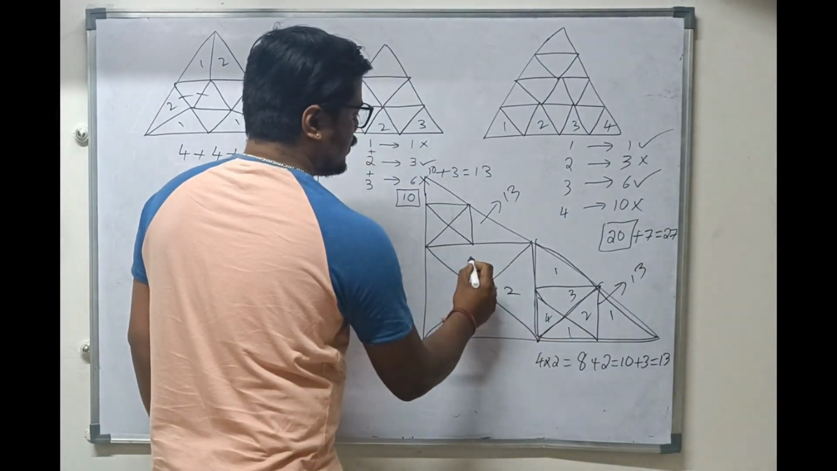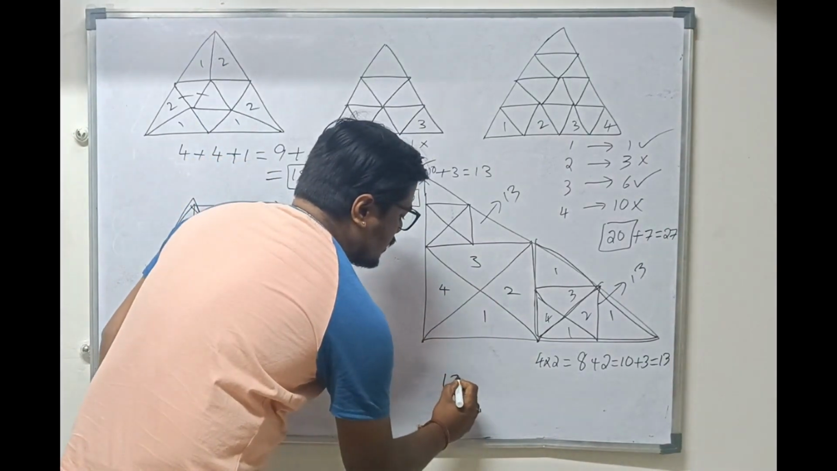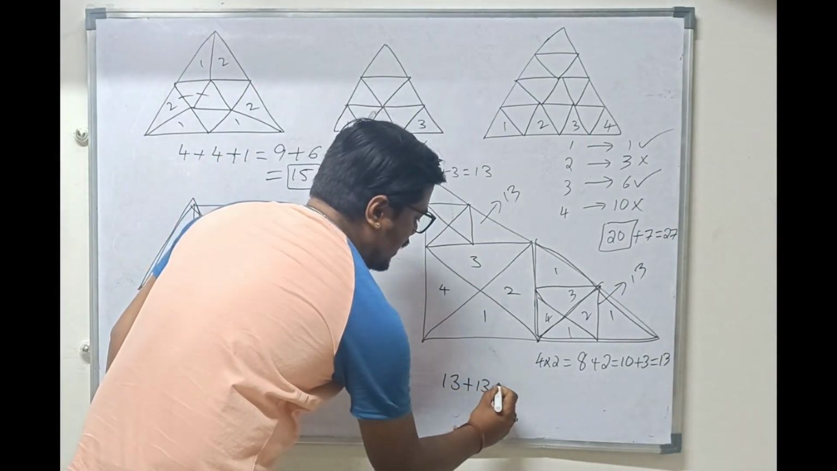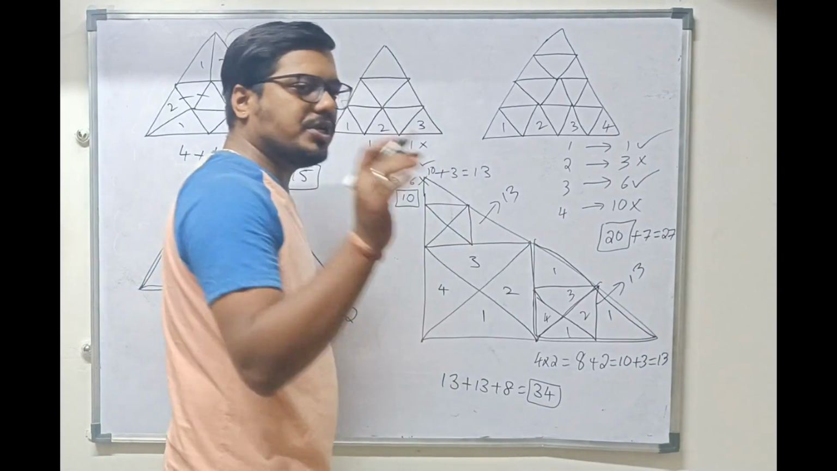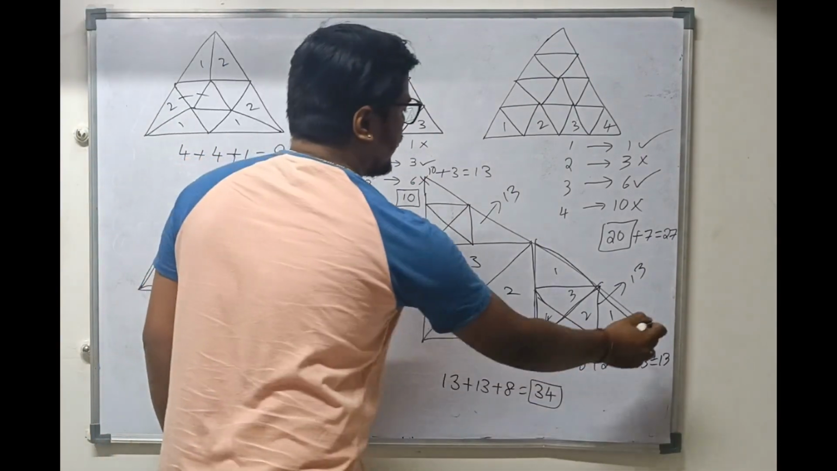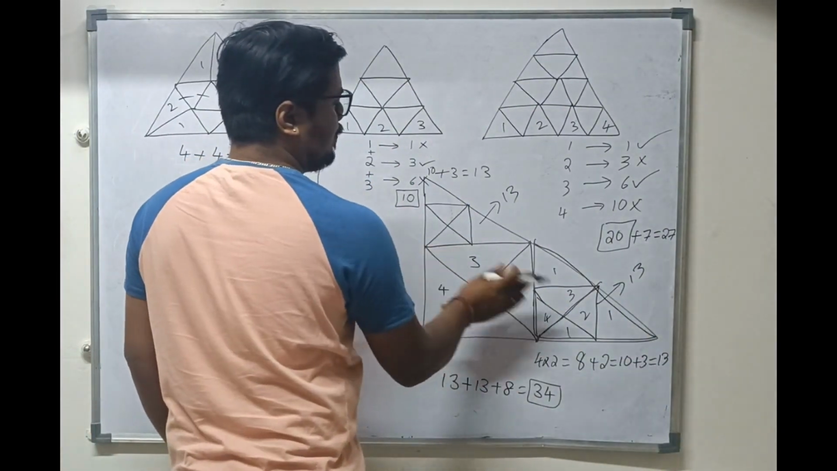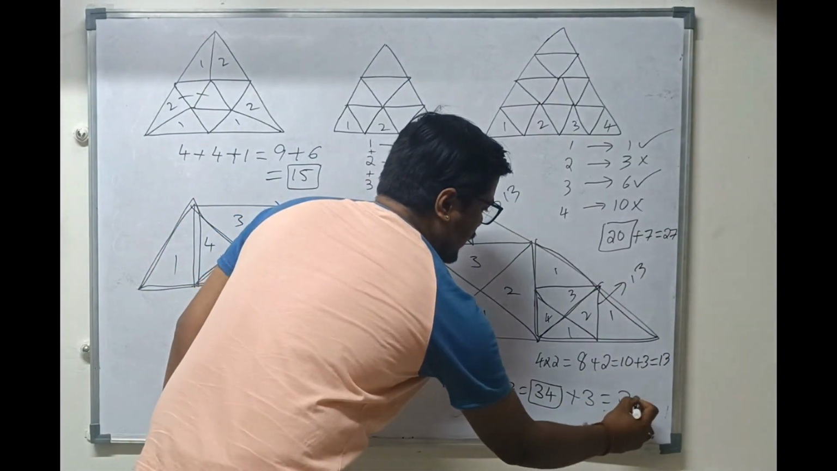Now let us see the middle part. 1, 2, 3, 4. 4 2s are 8. Add everything: 13 plus 8. Many children will think that the answer is 34. That option will be there in your exam, but that is not possible. See the big figure. We have the big figure. Same, 1 plus 2, 3. So add it, you will get the answer as 37.